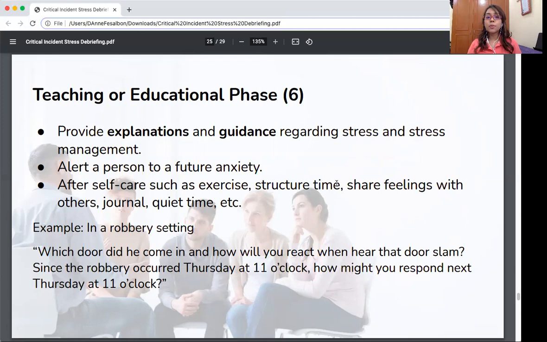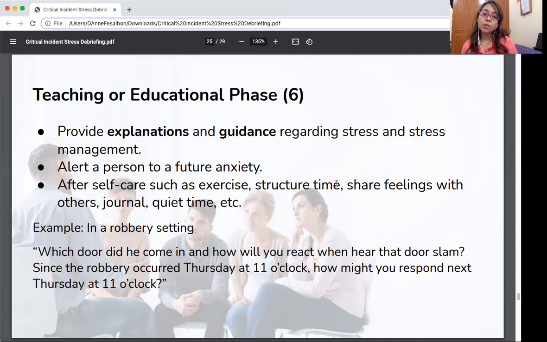And this is where we provide explanations and guidance regarding stress and stress management. We're basically helping and educating them so they would know what to do regarding the symptoms that we have seen or they're experiencing. Then this is also helping alert the person to future anxiety. Maybe some of them may have experienced trauma, or maybe they might develop trauma in the future. So now you're going to help them face any future anxiety.